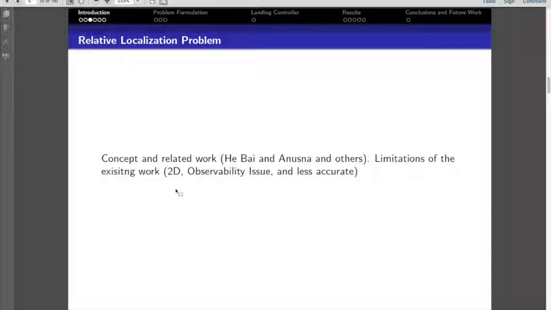Both of these works are for two-dimensional, okay, and they are less accurate. There can be trajectories, something like the aerial refueling problem, where at the end your range becomes constant, right? Because you are maintaining a constant distance, that makes the system unobservable.